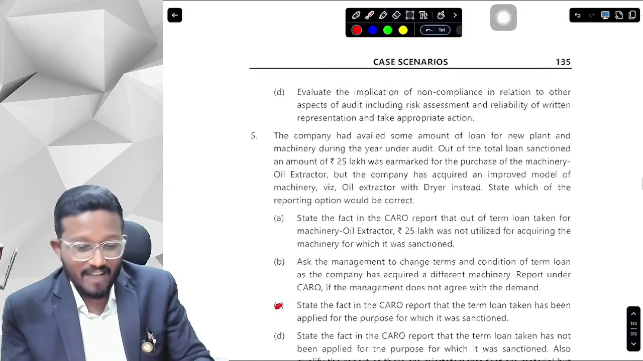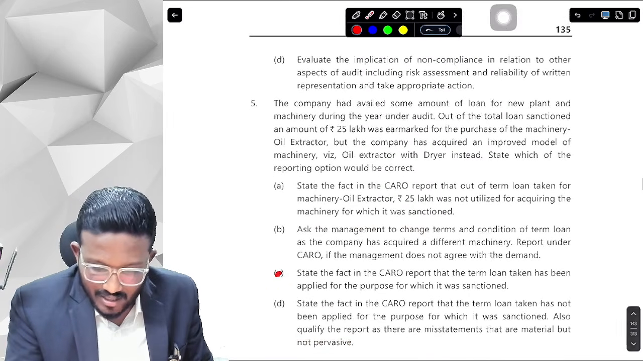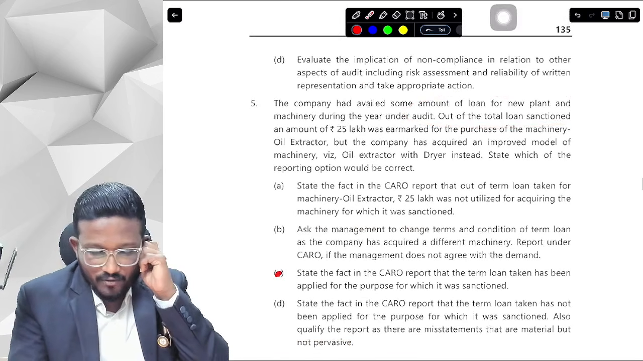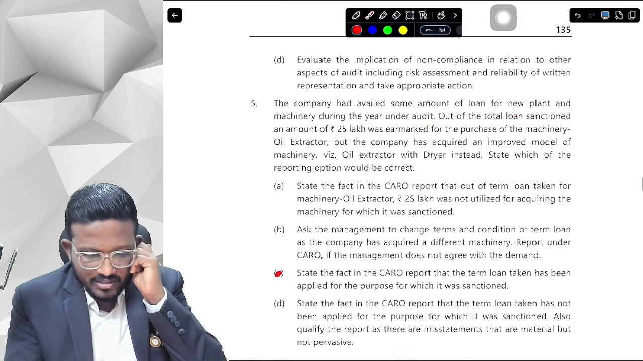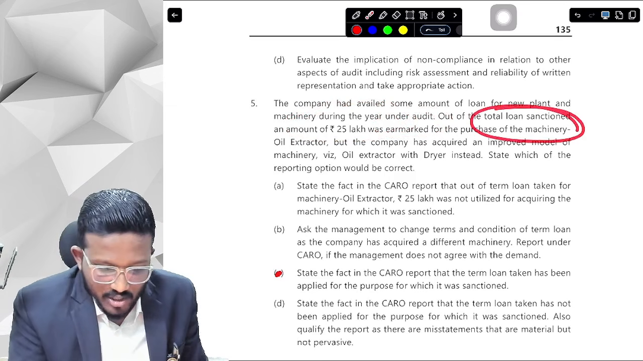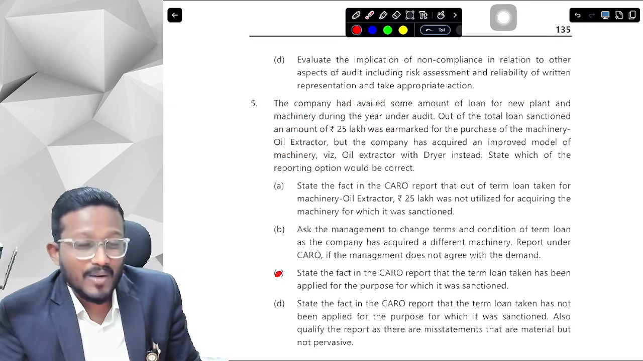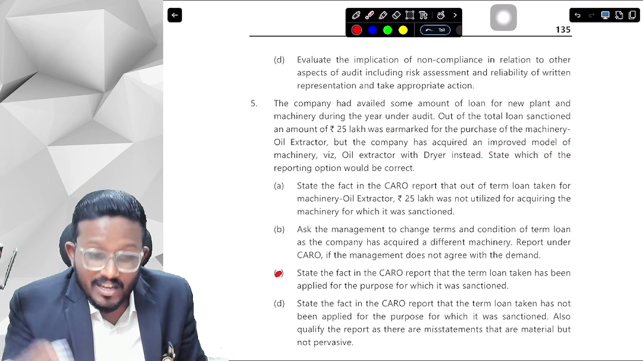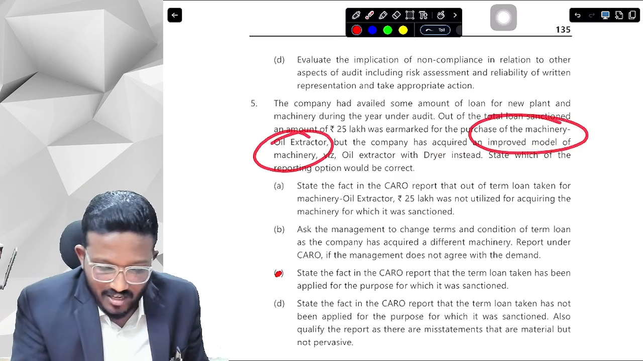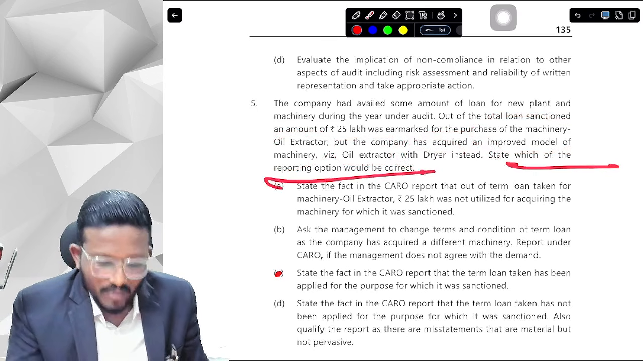Okay, yes sir, this we have specifically discussed in SA 250. Now here there was a loan sanction for new plant and machinery. Out of the total loan sanction, 20 lakh was specifically asked for the purchase of a machinery, an oil extractor. But we haven't purchased the oil extractor. What do we do with the 20 lakh, sir? We purchase an improved model of the machinery, which is an oil extractor with dryer. Okay, now what will be the reporting option?